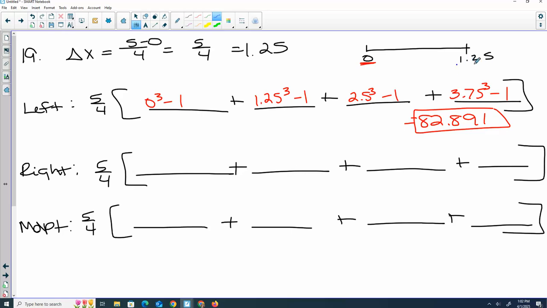On the right, you start with your right endpoint. So that means the first x I plug in is the 1.25. Then you add your change in x. So 2.5 cubed minus 1. 3.75 cubed minus 1. And plus 1.25, 5 cubed minus 1. You add those, you get 239.14.